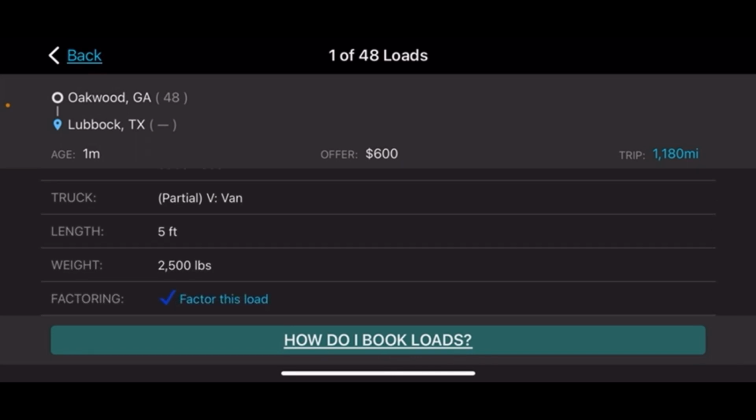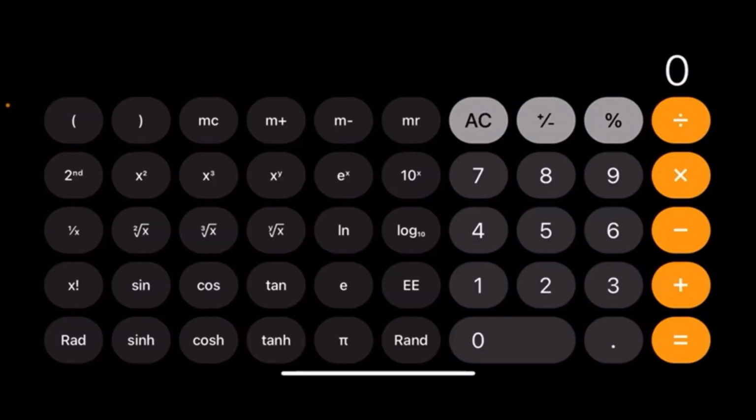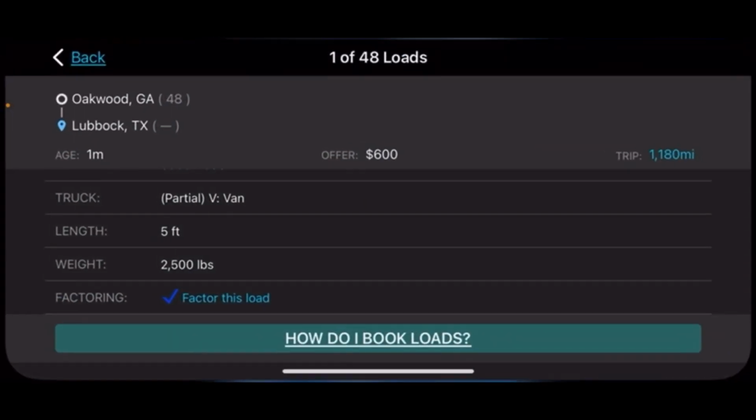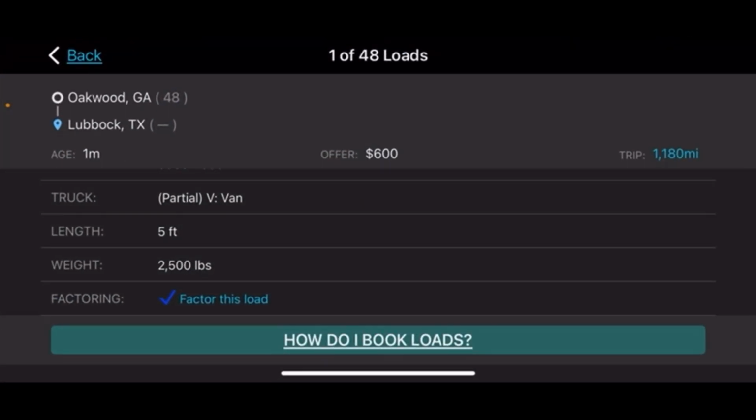Now on this next part, I'm gonna show y'all how to crunch these numbers to find out the rate per mile. So we're gonna have to go back and forth before we could make this process work, and you'll have to do the same thing in the process of booking the load. So you'll need to have a separate phone or a calculator on standby. So you see it's 1,180 miles.